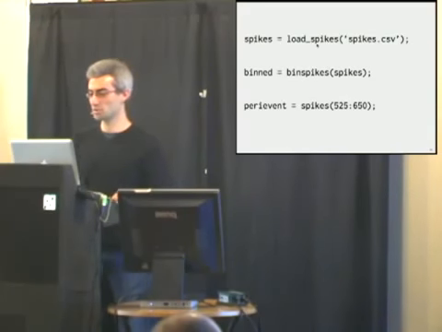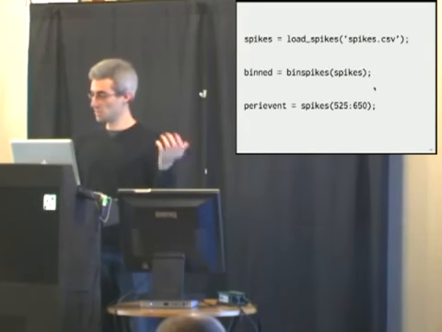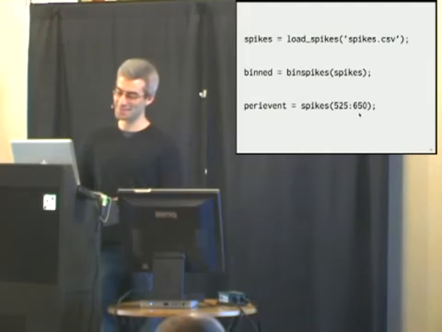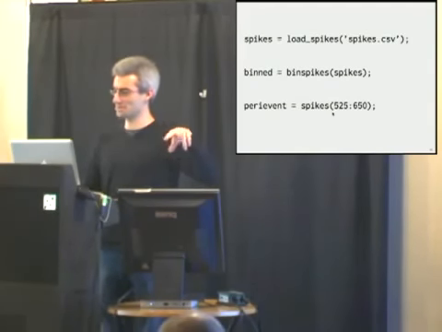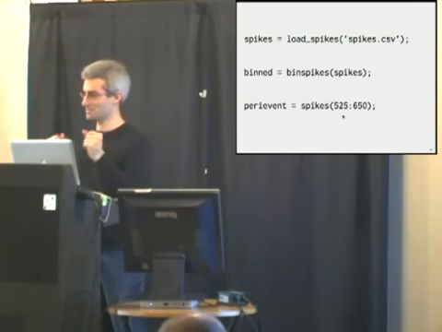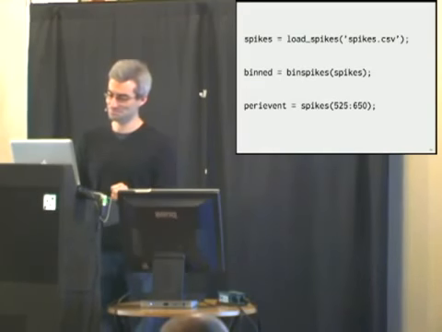You use the load spikes function to load up spikes from some comma separated value file. You bin those spikes, and then you do this kind of ugly magic indexing. Round brackets are array indexes in MATLAB, by the way. So you're just indexing into this array using magic numbers, which hurts me to my core.